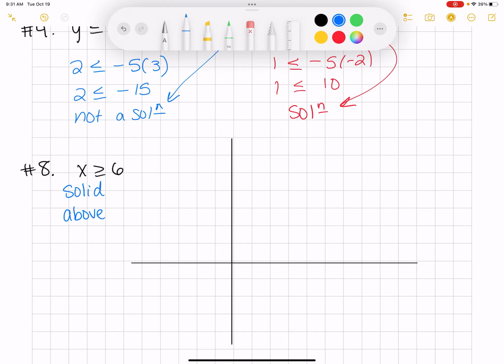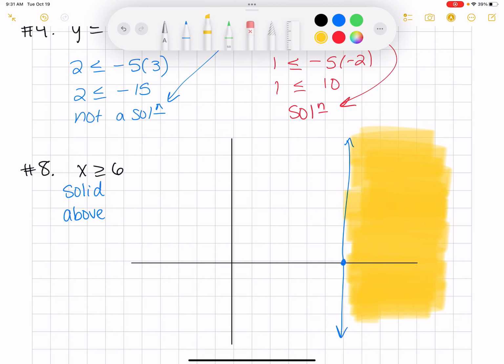All right, so how would I graph this? You go to 6 on what axis? x. Okay, and then it's just a vertical line. And then I'm shading above. If you want to use a highlighter to shade, you can, if you just want to make your page look pretty.